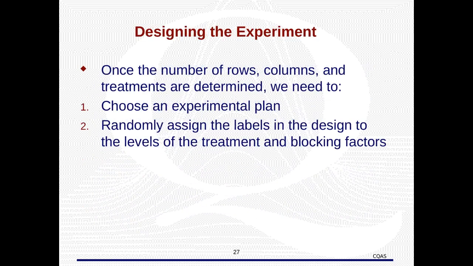Having established the fundamental structure of row-column designs with their two non-interacting blocking factors, we now turn to the practical implementation of such experiments. The design phase requires two critical decisions. First, we must select an appropriate experimental plan, a structured framework that will govern how treatments are assigned across our row and column blocks. Second, we need to randomly allocate treatment labels to the actual levels of both our treatment factor and our blocking factors. This randomization step is essential for ensuring that our experimental inferences remain valid and unbiased. The specific plan we choose will depend on the number of rows, columns, and treatments available to us.